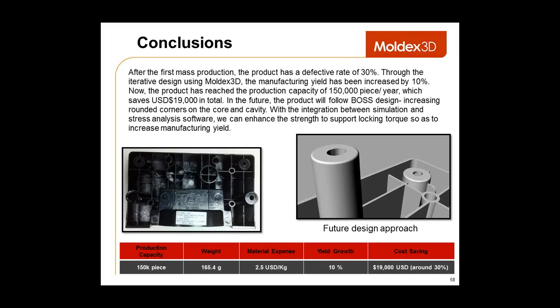Production capacity on this part was about 150,000 units per year, which, once you crunched all the numbers together and the amount of parts that didn't break, the producer saved about $19,000 in total.